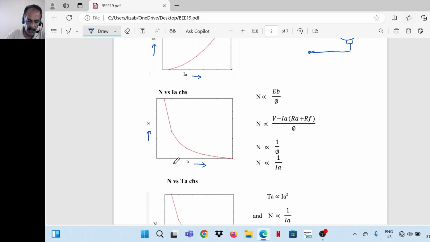So note that when armature current is very small, speed goes to very high values. So this is a point to be noted. When armature current is less, somewhere here assume, then speed goes to dangerously high values. So a series motor should never be started without load. There should be some load on it, or the value of Ia should be sufficient enough to keep the speed within limits.